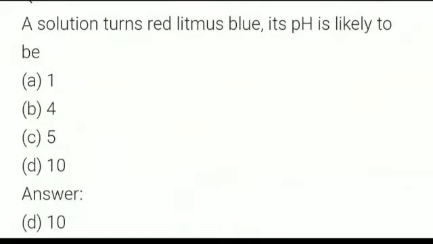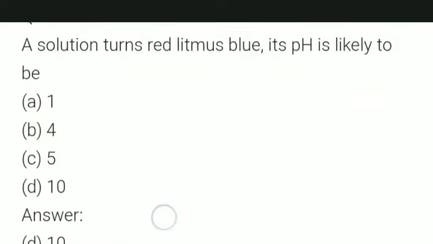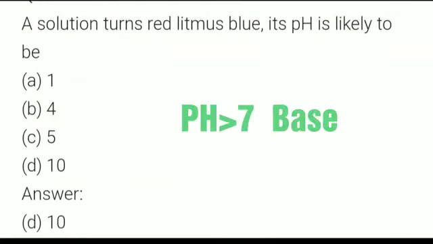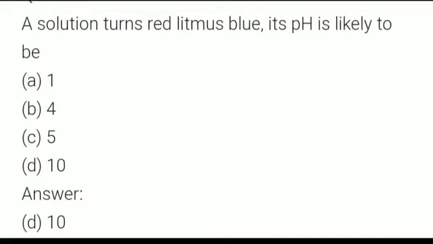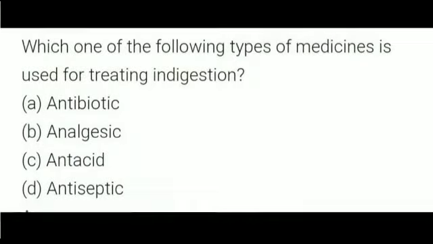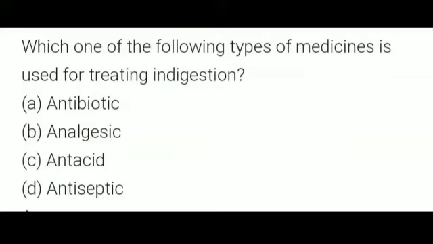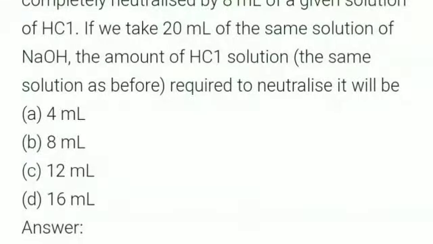A solution turns red litmus blue, its pH is likely to be? Red litmus turning blue means base, and its pH value must be more than 7. So the correct option is D, 10, and 1, 4, 5 are all pH values that belong to acids. Which one of the following types of medicine is used for treating indigestion? Antacid is the correct option because antacids are substances which are used to treat indigestion.